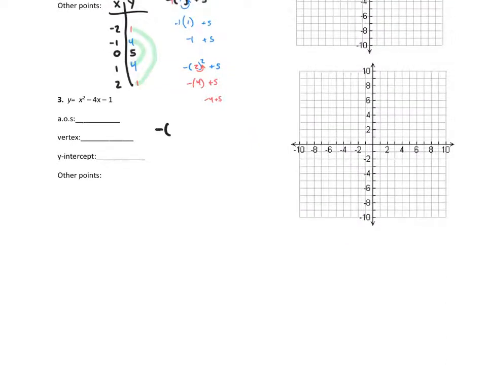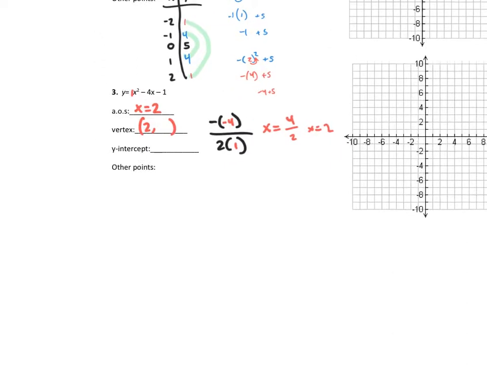Axis of symmetry is -b over 2a. Our b value is a -4, our a is a 1. So our axis of symmetry is 4 divided by 2 to get a 2. And that tells us that the x-coordinate of our vertex is 2. We can find the y-intercept by doing 0, c value, so 0, -1.